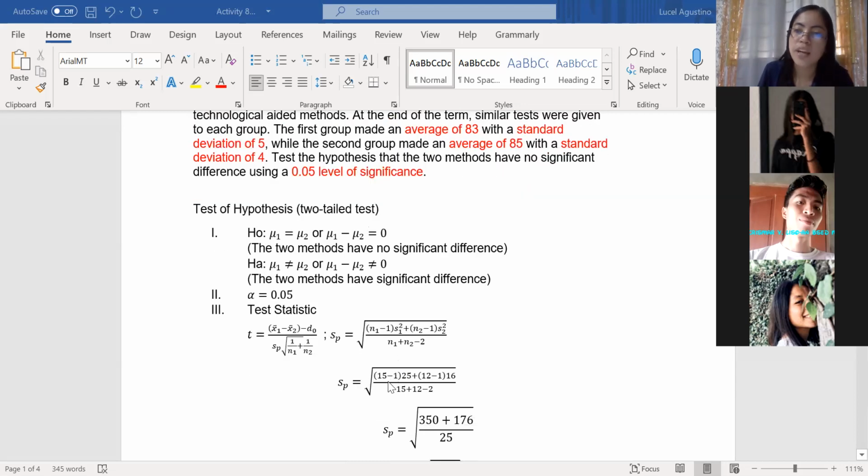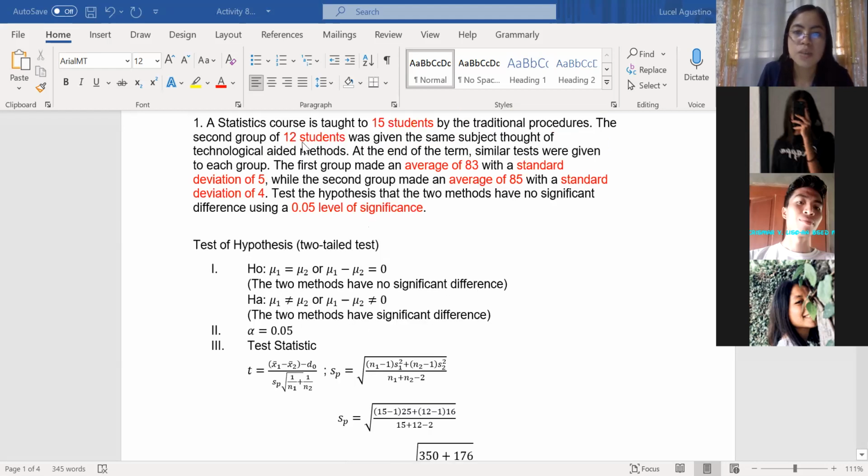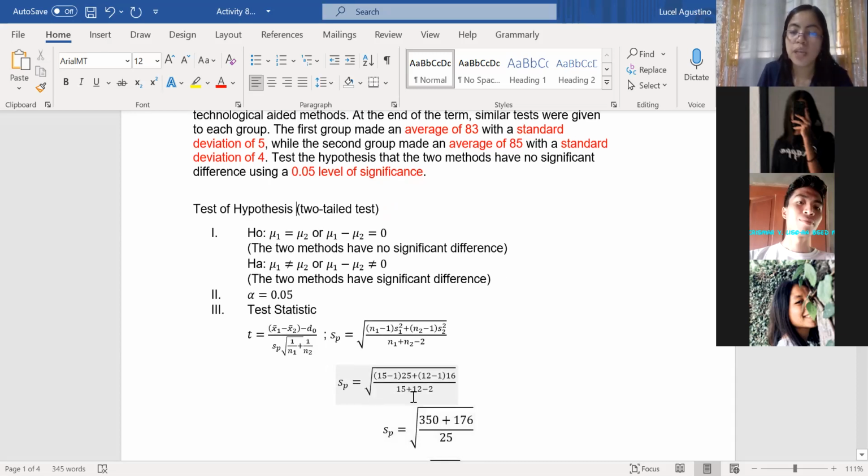So our pooled variance is 15. So group 1, we have 15 minus 1 times 25, since the standard deviation is 5, di ba? So 5 squared, that is 25. So remember ang variance kay ang standard deviation ha. And then plus sa 12 minus 1, so ang group 2 is 12 students minus 1 multiplied to ang standard deviation sa group 2 is 4, so squared, that is 16. So over 15 plus 12 minus 2. So that is your pooled variance.